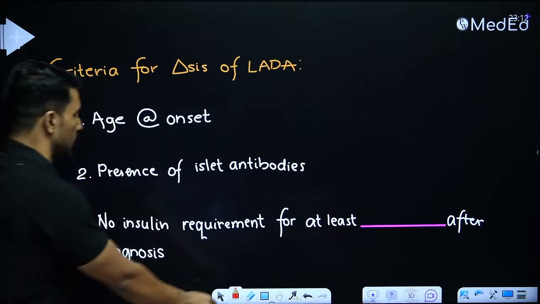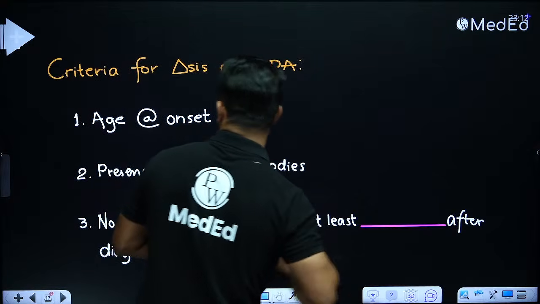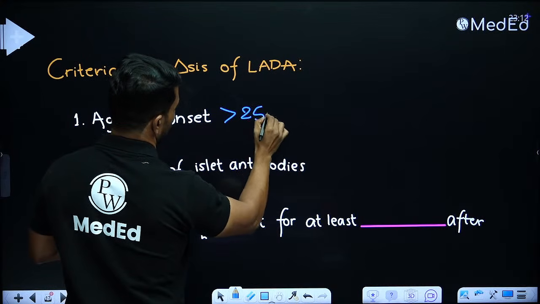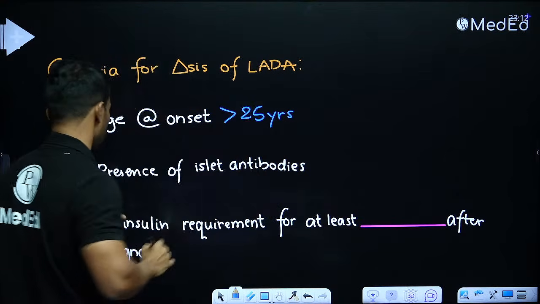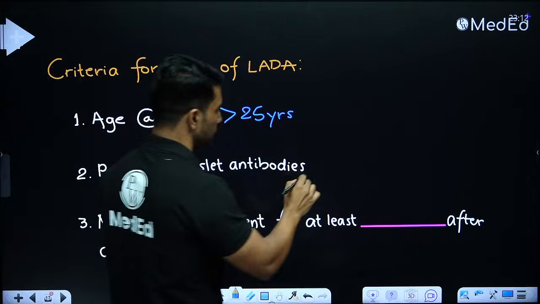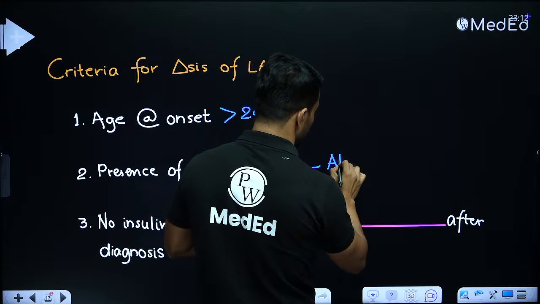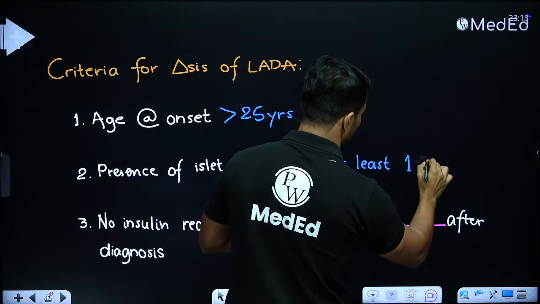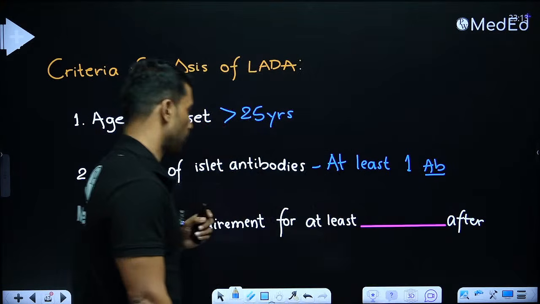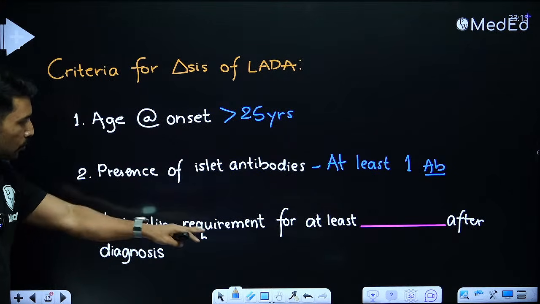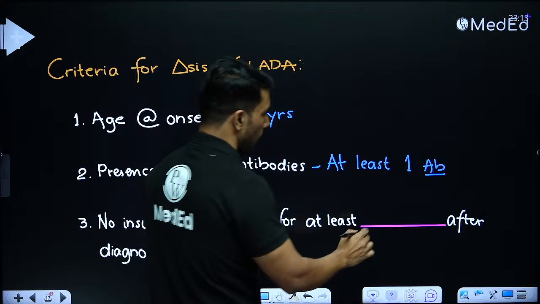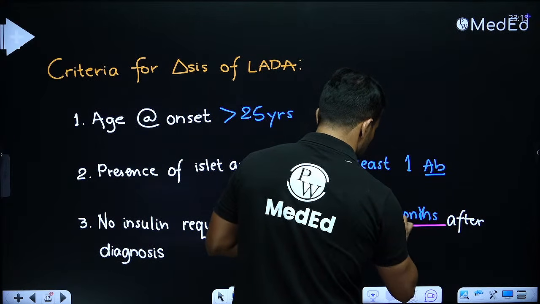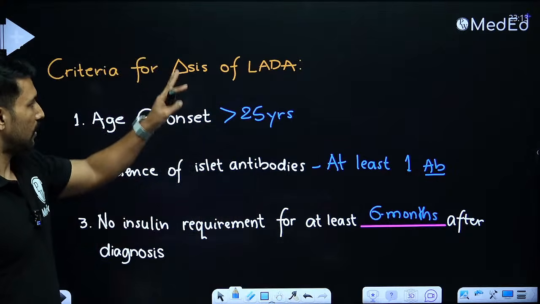So there's a well-laid ADA criteria for the diagnosis of this. The first thing is that the age of onset should be more than 25 years. Presence of islet antibodies, at least one antibody should be positive, that we have listed for type 1 diabetes mellitus, and there should be no insulin requirement for at least 6 months after the diagnosis. At least 6 months after the diagnosis, then we call it LADA.